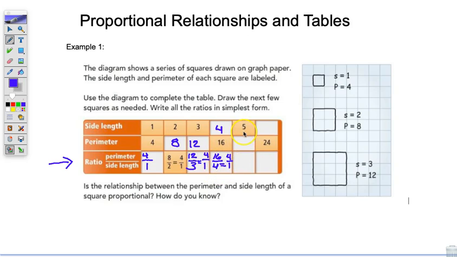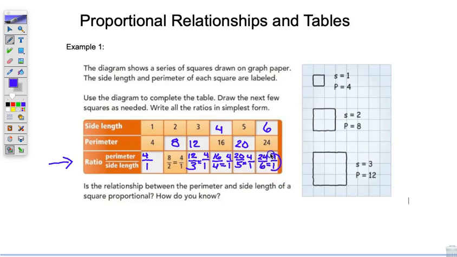In the next one, we have a side length of 5, and we're going to have a perimeter of 20. Keep in mind, it looks like this is a pattern here that continues to go up by 4. So when we write the ratio of perimeter to side length, it's going to be 20/5, which of course reduces again to 4/1, dividing both by 5. And the last one, when we have a side length of 6, we have a perimeter of 24, and we're going to simplify that by writing as 24/6. Dividing both by 6, again, we get 4/1.